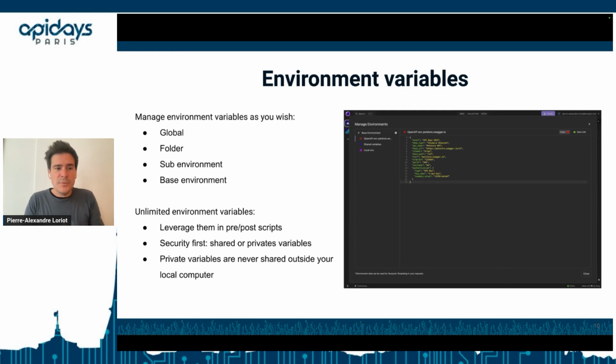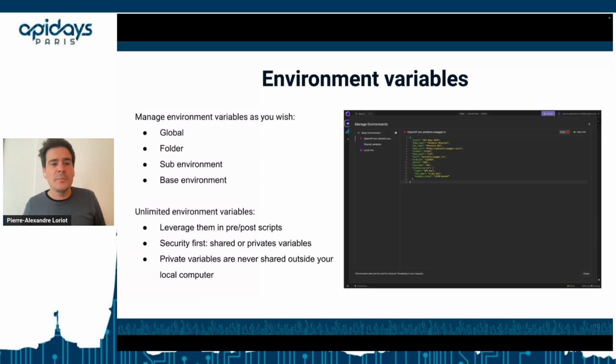And something is really important: security. In these environment variables, you might have sensitive data. You might have a production URL, or credentials like client ID, client secret, token, and so on. This sensitive data, you want to avoid it going away from your computer. You want to avoid it being synchronized on a Git or, even worse, on a SaaS server.